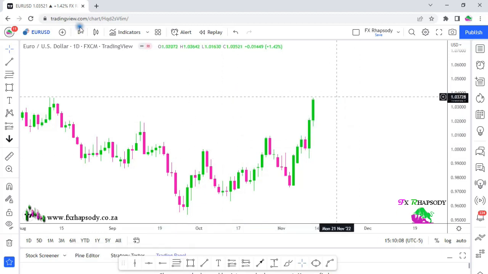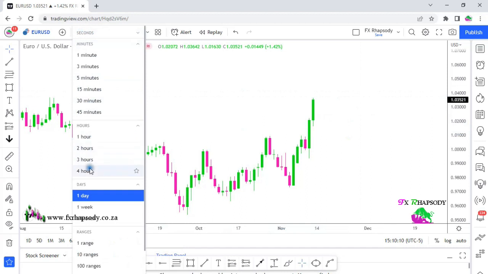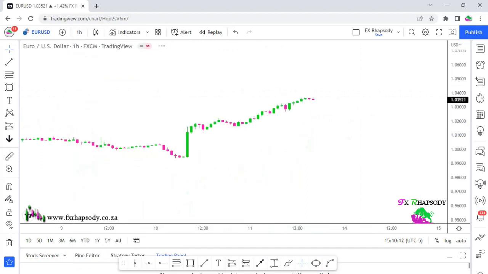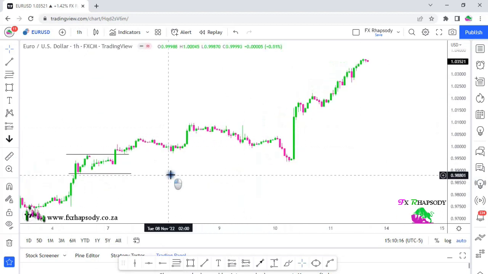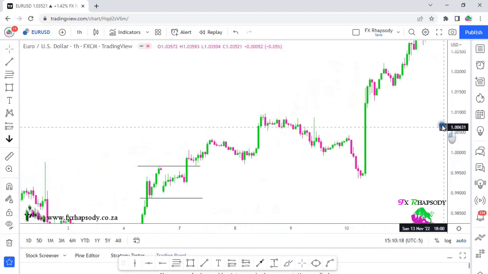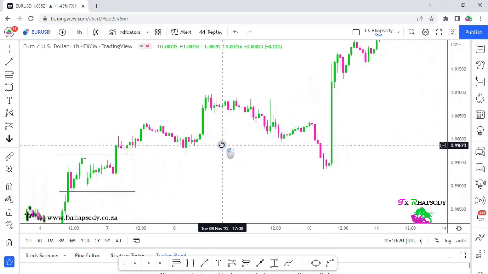So you can see liquidity being hunted there. I'm not going to go to the 4 hourly time frame because nothing really happens. We're just looking at that liquidity that's been tapped into. So I'm going to go to the 1 hour time frame because I want to also show you something on the 15 minutes.